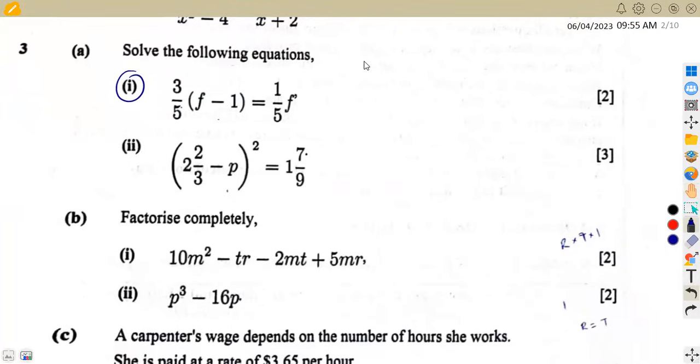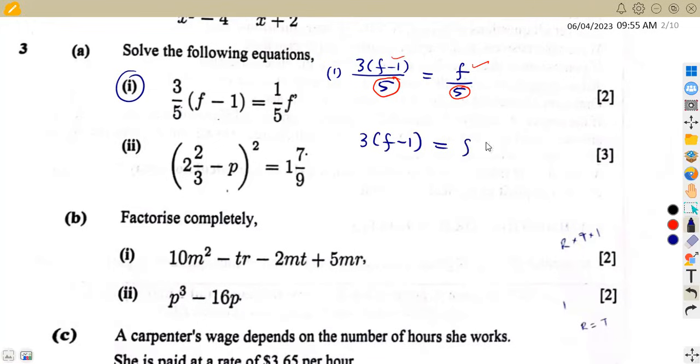times f minus 1 simply means 3 into f minus 1, everything over 5. Which is equal to 1 over 5 times f, which simply means f over 5. So the denominators are the same here. We've got 5, we've got 5. So it simply means the numerators must also be the same. So 3 into f minus 1 must be equal to f, just like that.